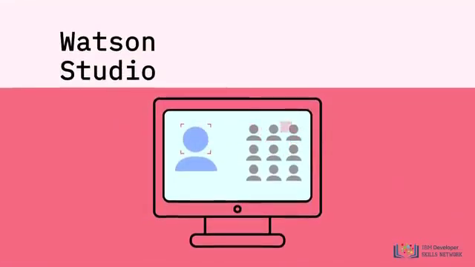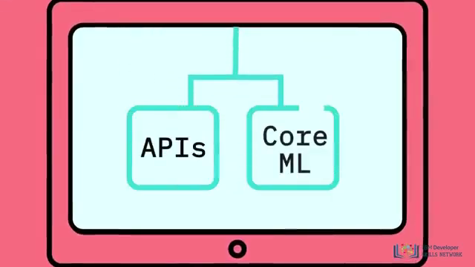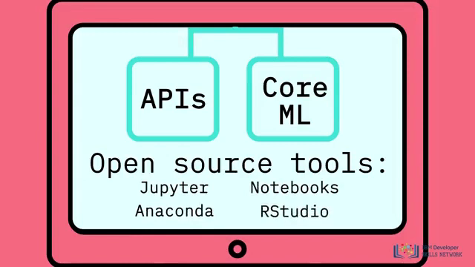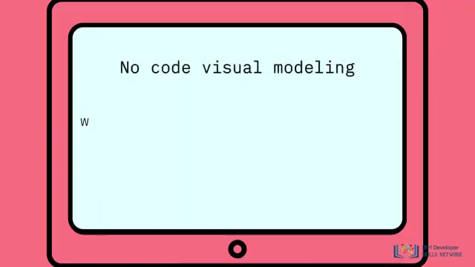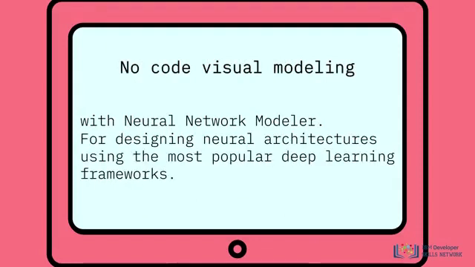You can train Watson Studio with embedded AI services, including Watson Visual Recognition. You can customize your models and deploy them as APIs or Core ML by using open source tools like Jupyter Notebooks, Anaconda, and RStudio. Watson Studio supports most popular code libraries, as well as no-code visual modeling with Neural Network Modeler, for designing neural architectures using the most popular deep learning frameworks.